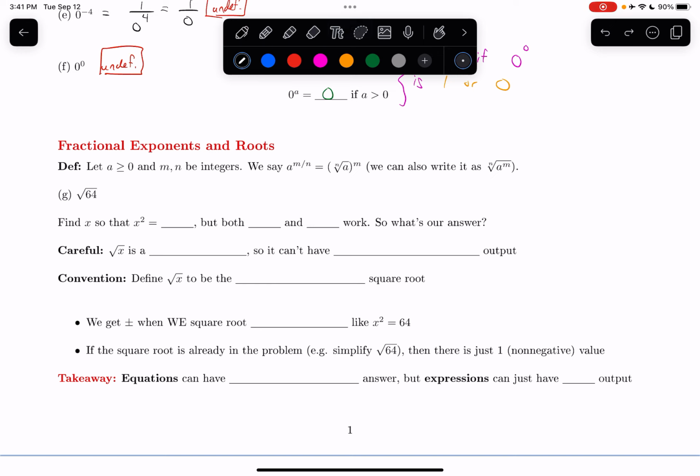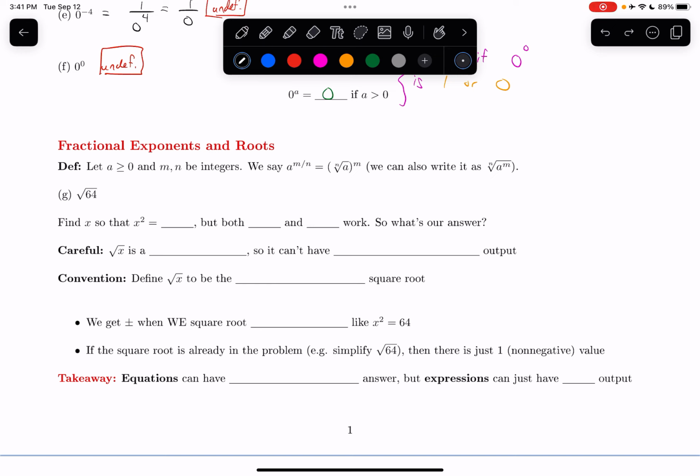And I can also switch the order of those. I can put the power inside and I can put the root outside. Sometimes it's going to be quicker to do it one way versus the other, and we'll see an example of that in just a bit.